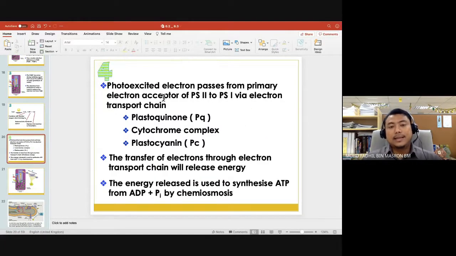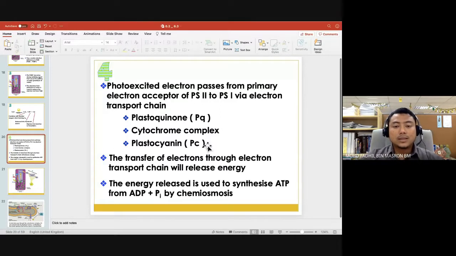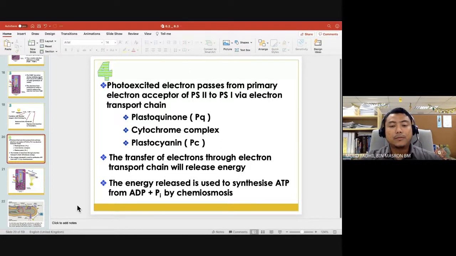Photo-excited electron, yang tadi tu yang excited to high energy level kan, passes from primary electron acceptor of the PS2 to PS1 via electron transport chain. Maknanya elektron tu daripada PS2 nak pergi ke PS1 via electron transport chain. Okay, so along the electron transport chain ada plastoquinone, cytochrome complex dan plastocyanin. The transfer of electrons through electron transport chain will release energy. The energy release is used to synthesize ATP from ADP dan inorganic phosphate by chemiosmosis.